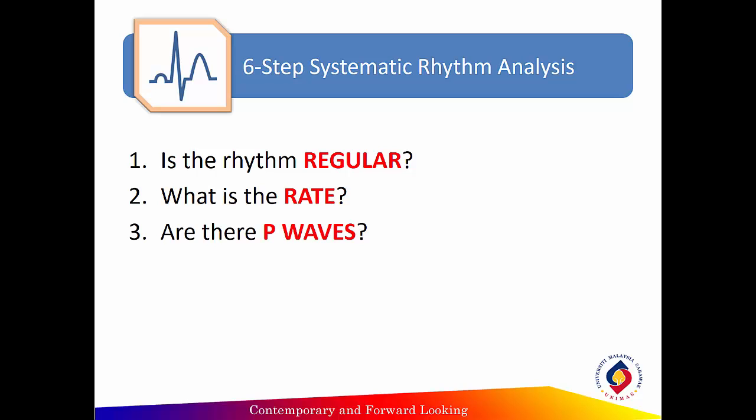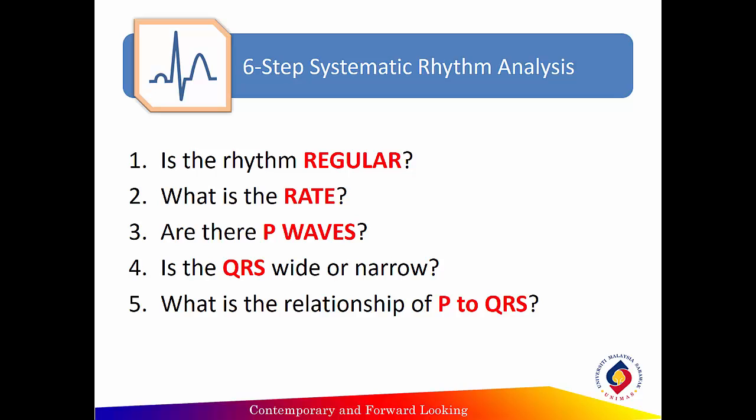Question 3. Are there P waves and what are the characteristics of these P waves across the rhythm strip? Rhythms originating from above the ventricles will demonstrate different characteristics of P waves. Question 4. Is the QRS wide or narrow? Narrow QRS complexes tell us that the rhythm is most likely originating from above the ventricles, for example, from the SA node, the atria, and the AV node. Widened QRS complexes, on the other hand, are propagated by the ventricles or may indicate aberrant conduction.